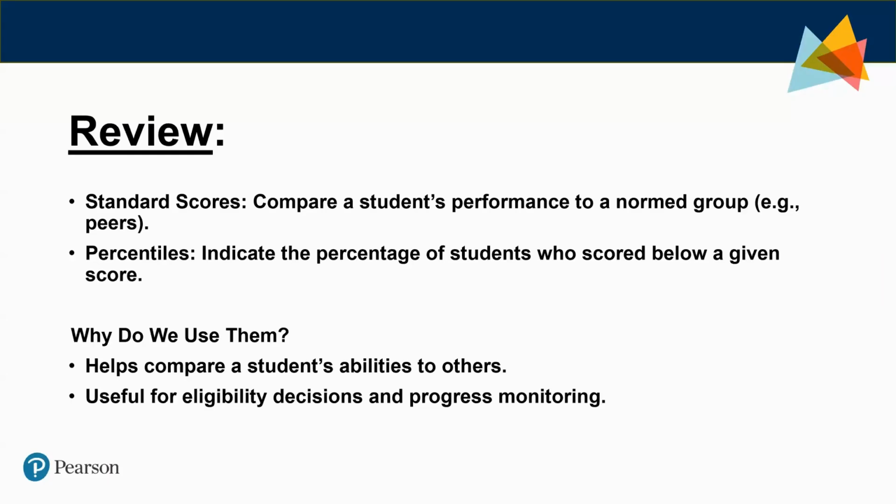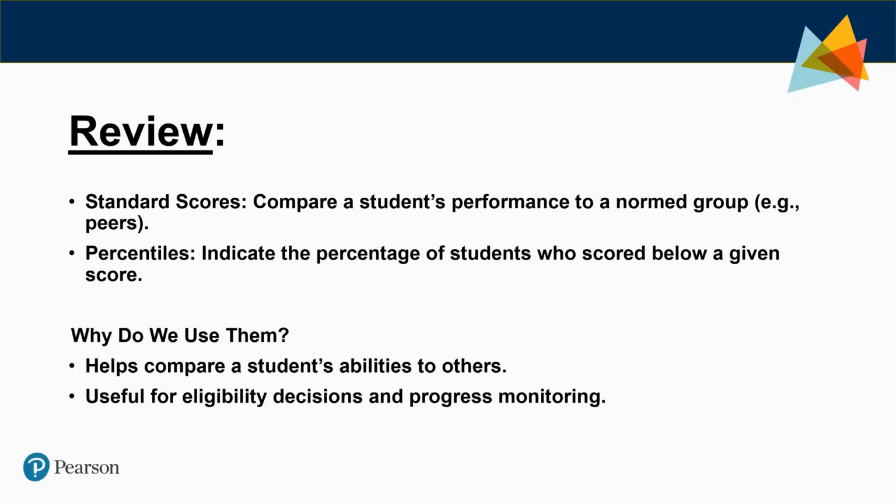So let's start with the review of two common ways we interpret standardized assessment scores: standard scores and percentiles. Standard scores compare a student's performance to a normed group, typically their peers of the same age or grade level. And these scores follow a normal distribution with the average set at 100. So if a student receives a standard score of 100, it means that they're performing exactly at the average level for their age or grade.